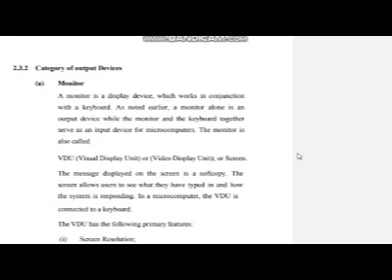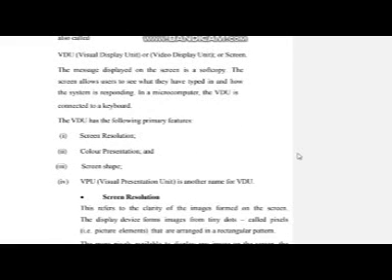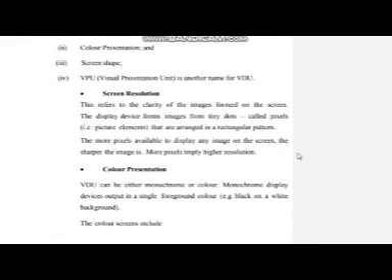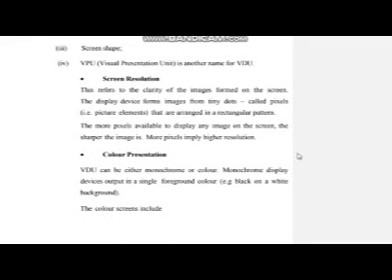Visual display unit, screen resolution, screen presentation, screen shape. When we talk of screen resolution, this refers to the clarity of the image formed on the screen. The display device forms images from tiny dots called pixels. Note that, pixels, write that down also, are arranged in a rectangular pattern. The more pixels available to display any image on the screen, the sharper the image is. More pixels implies higher resolution.